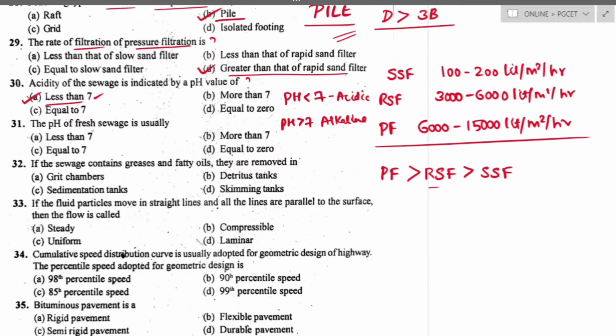Question number 31. The pH of the fresh sewage is usually. The fresh sewage is generally alkaline in nature, and it depends upon the composition and percentage of the sewage constituents, and normally ranges from 7.5 to 9.5. So it is greater than 7. Option B is the right answer, that is more than 7.